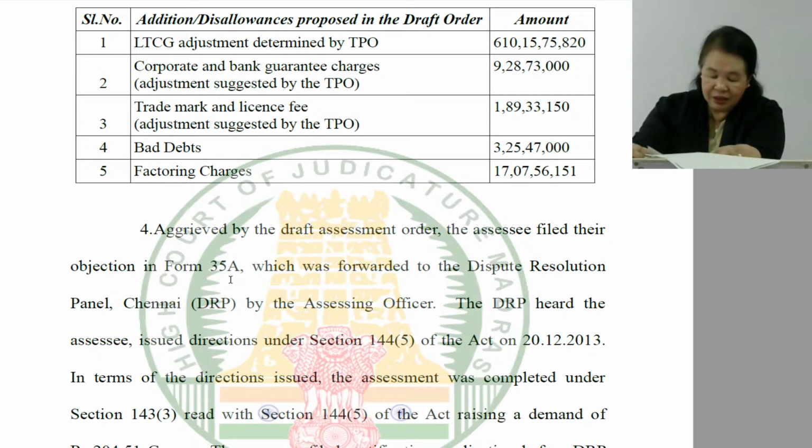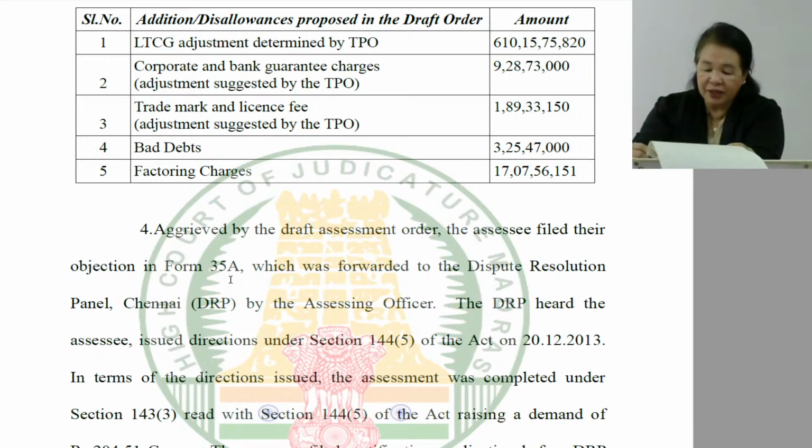Ito, sa Transfer Pricing Officer pa rin to. 1 crore, 89,33,150. Bad debts, 3 crore, 25,47,000. So, factoring charges, ano tong factoring charges? Usually sa accounts receivable ito or sa interest. Kita to ng accounts receivable, or financing. 17 crore, 7,56,151. Yun yung disallowance ng factoring charges.